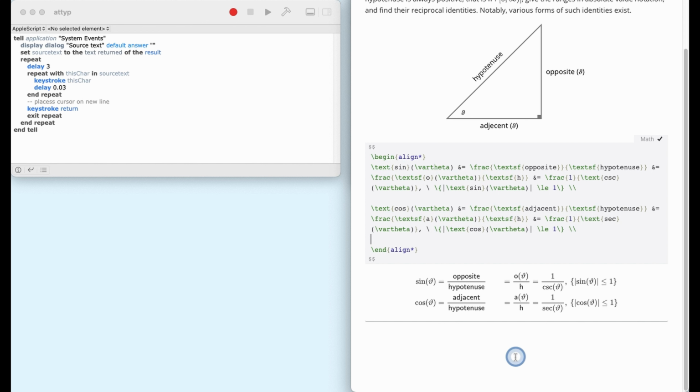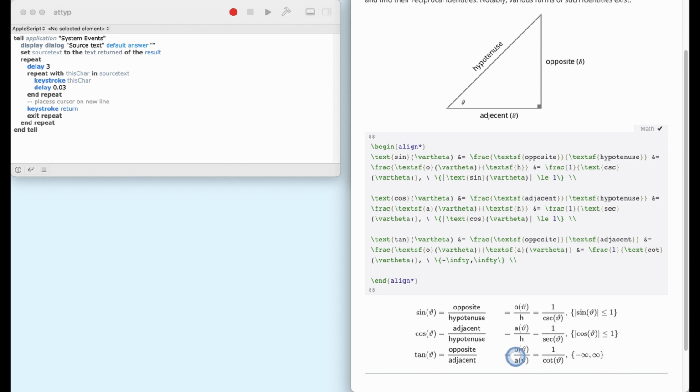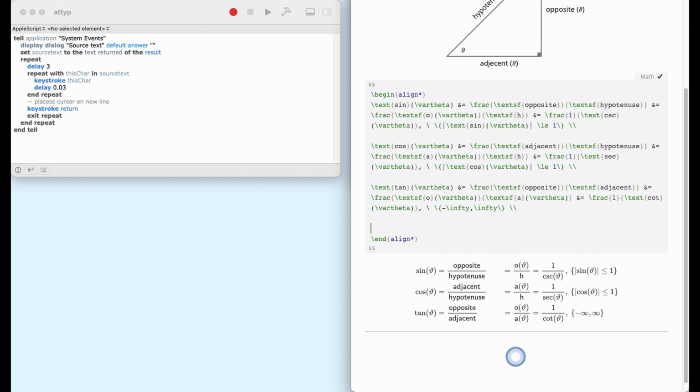For tangent of theta, we take the ratio of the value of the edge opposite theta to that of the edge adjacent to theta. Its reciprocal is 1 over cotangent of theta, and its range spans all real numbers.